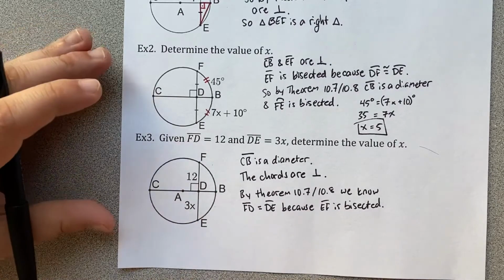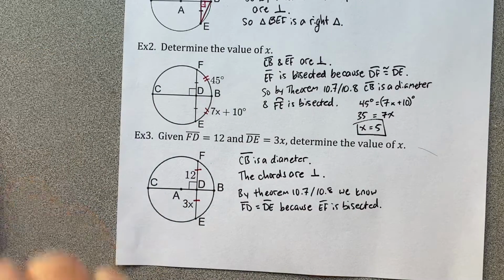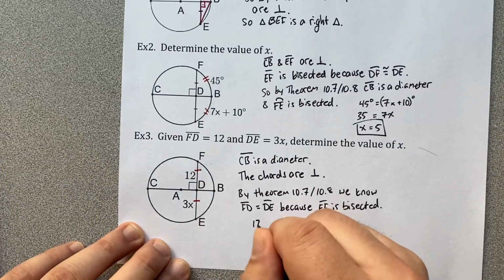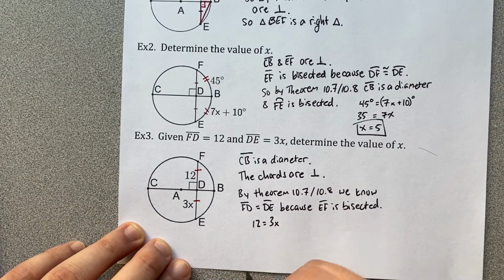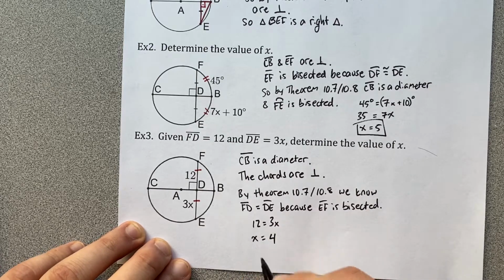But if we want to solve this now, we know that FD must be the same as DE, so I can set 12 equal to 3x, and solving for x, I can just divide both sides by 3 to say that x equals 4.